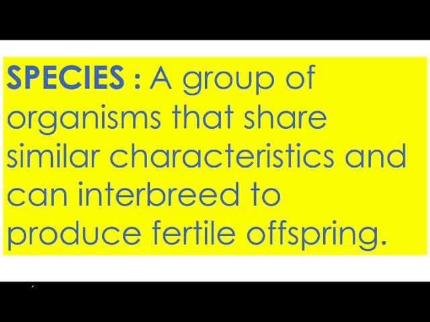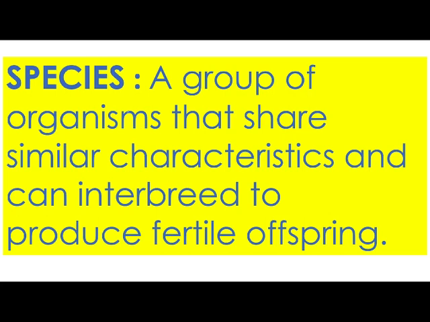Let's begin by understanding what the term species means. Right, let's start. What is a species? Species are a group of organisms that share similar characteristics and can interbreed to produce fertile offspring. Let's look at the three important points here in this definition.